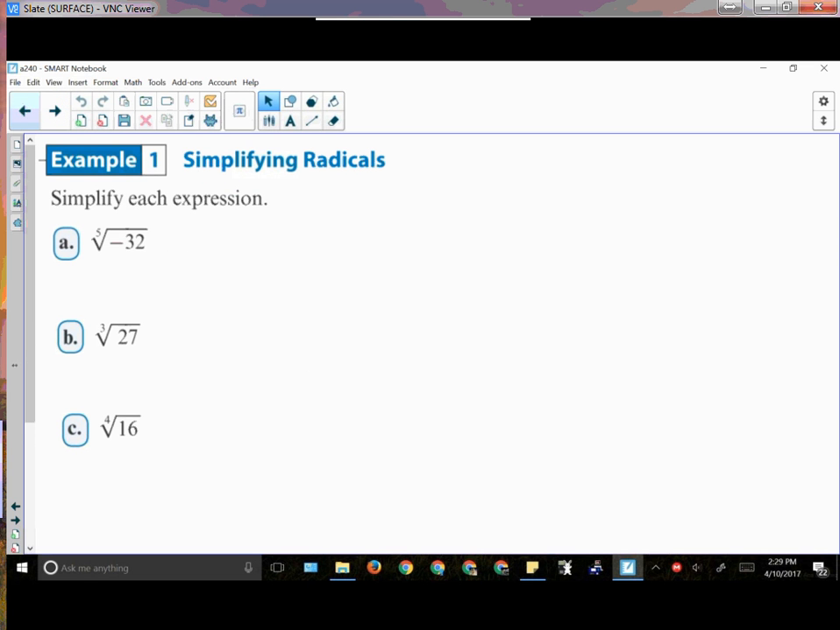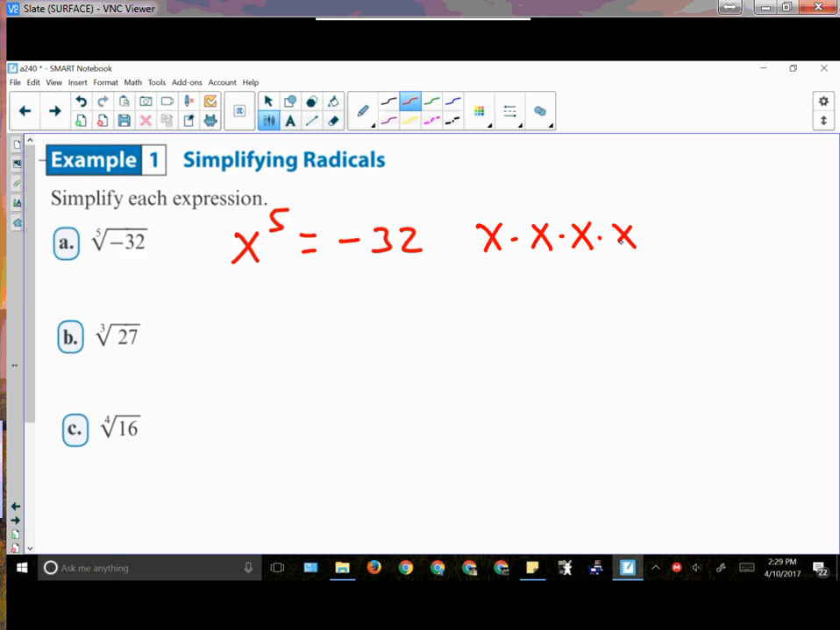Here we go. So, I want the fifth root of negative 32. In other words, I'm asking the question, x to the fifth power is equal to negative 32. Or, if you like, 1, 2, 3, 4, 5 numbers multiplied together equal 32. Now, would that have to be a fairly small number? If you think about it?